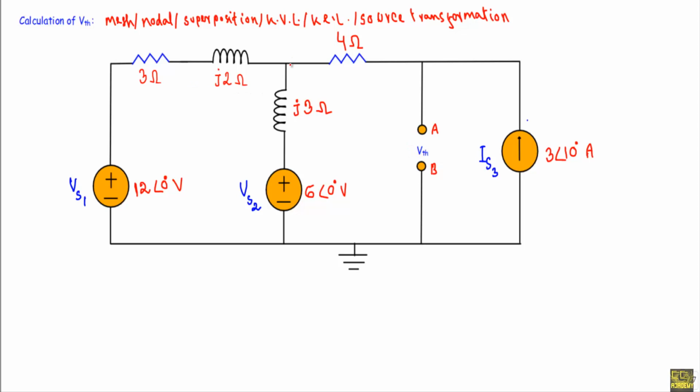Here in this circuit we have a total of 3 sources, this VS1, VS2 and this IS3. When we have to solve for currents or voltages in a circuit, I always try to avoid mesh or nodal analysis in the case of an AC circuit.